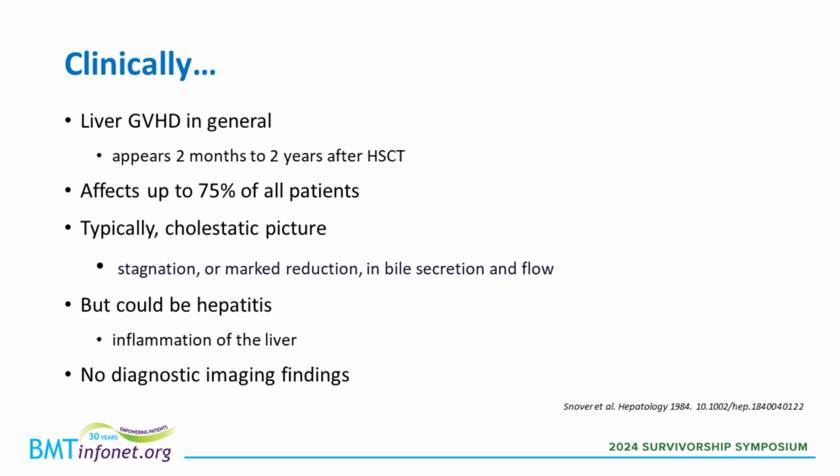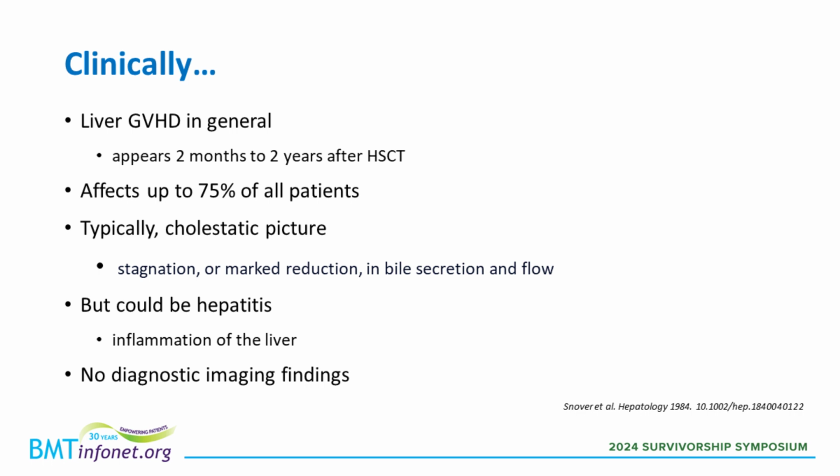Next slide. Other facts about liver GVHD in general is that it appears about 2 months to 2 years after transplant. So there's a wide range that it can first show signs or symptoms, which is why it's important to continue to have routine follow-up with your provider, even well after you've completed your stem cell transplantation, and even after you've been weaned off of immunosuppression. And this liver GVHD can affect up, and this is probably a high number, but it can affect up to 75% of all patients by some reports.